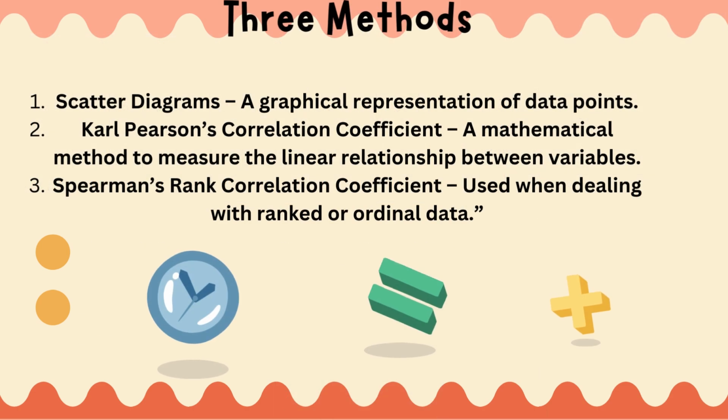Basically, there are three types of methods to compute the correlation coefficient. First one is scatter diagram, which is already seen. This is a graphical representation of data points. Second one is Karl Pearson correlation coefficient, which is a mathematical method to measure the linear relationship between the variables. And third one is Spearman's rank correlation coefficient. It is used when dealing with rank and ordinal data.